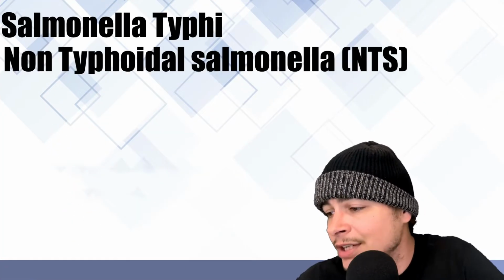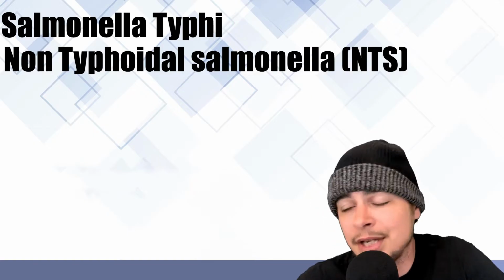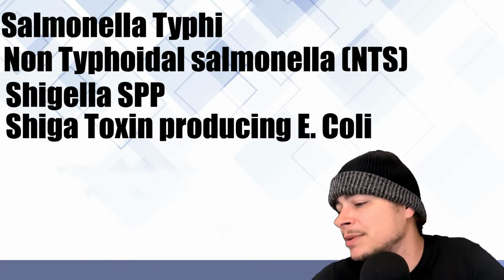The four main bacteria that cause the illness are Salmonella typhi, non-typhoidal salmonella, or NTS, Shigella spp., and Shiga toxin-producing E. coli. So what are the sources for these four bacteria? Well, Salmonella typhi specifically resides in humans. That's why it's so important to make sure that we're washing our hands and all that. You only need a tiny little itty bitty bit, like one little bite, and that's it.